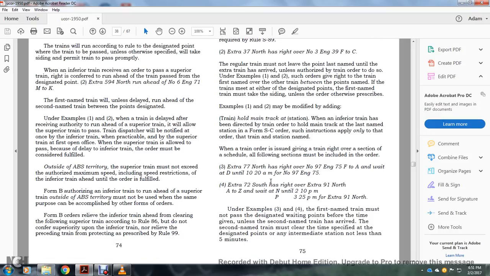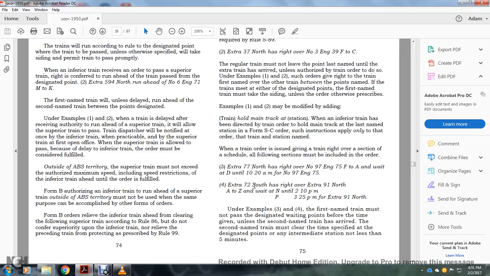When a train order is given to a train giving right over a section of a schedule, all the following sections must be included in that order. Extra 77 North has the right over number 97, engine 75, F to A, and wait at D until 10:20 a.m. for number 97, engine 75.